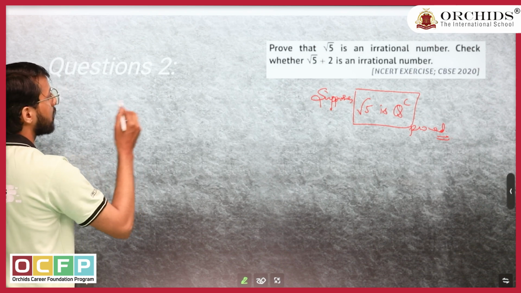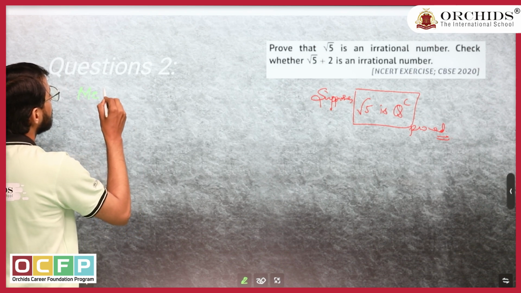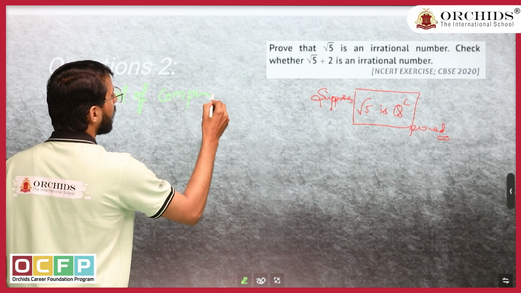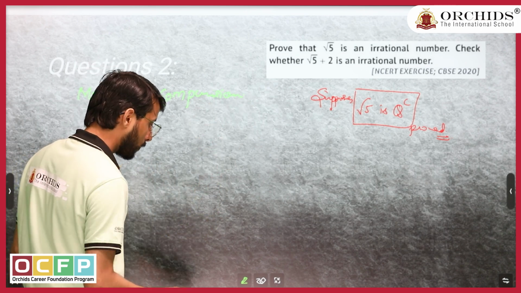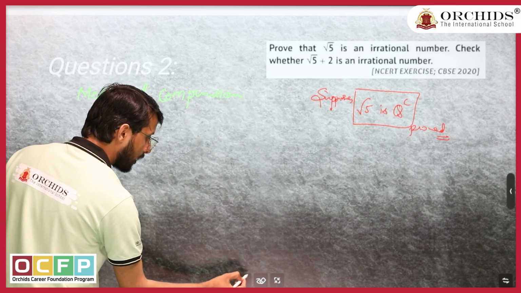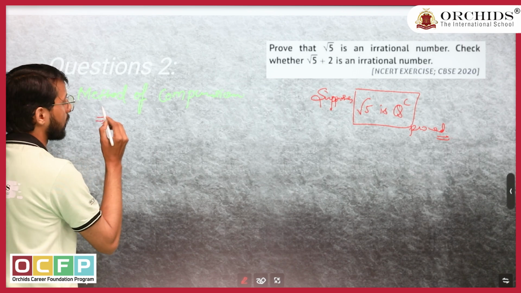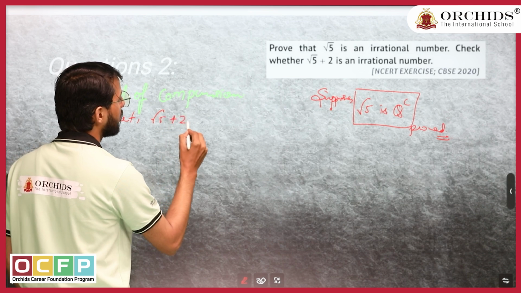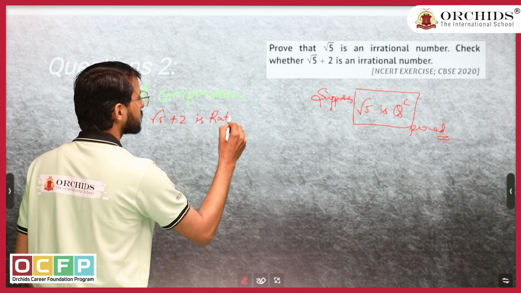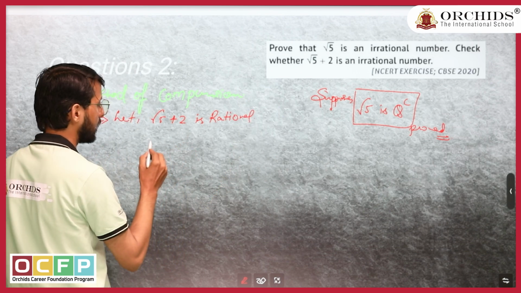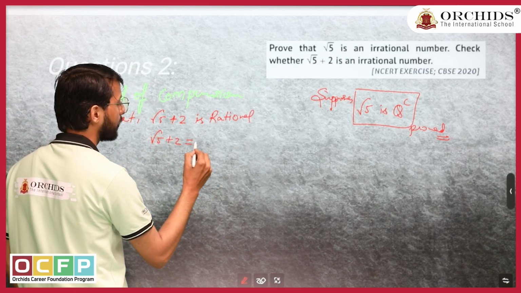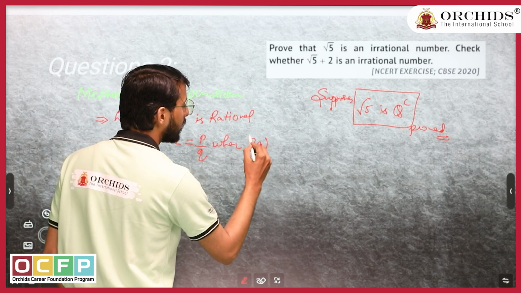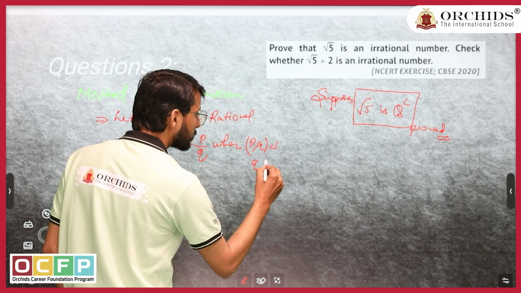This is known as the method of comparison. What does that mean, the method of comparison? We'll start as we started the previous one: let root 5 plus 2 be rational. Now we know if something is rational, it means I can write that number in the form of p by q, where the HCF of p comma q should be 1 and q should not be equal to 0.